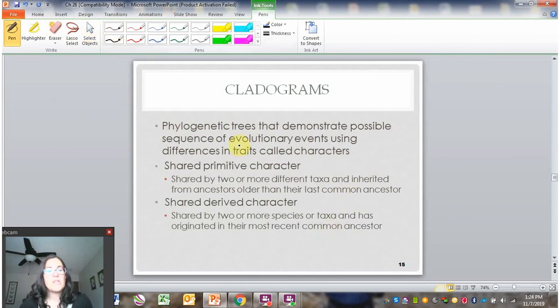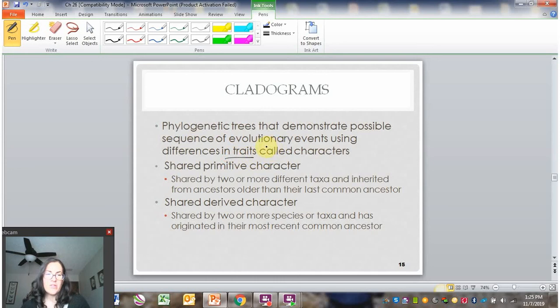So a specialized type of phylogenetic tree is called a cladogram. And so we are oftentimes going to make cladograms in this class. And so a cladogram is going to show the proposed evolutionary history. So it's still a hypothesis. For our intents and purposes, we'll typically focus on traits.